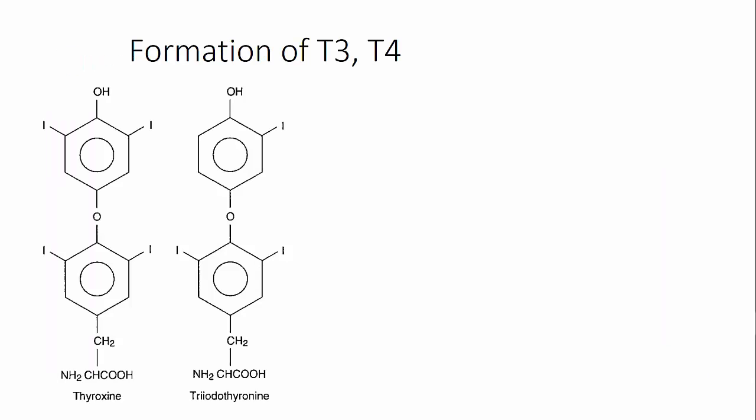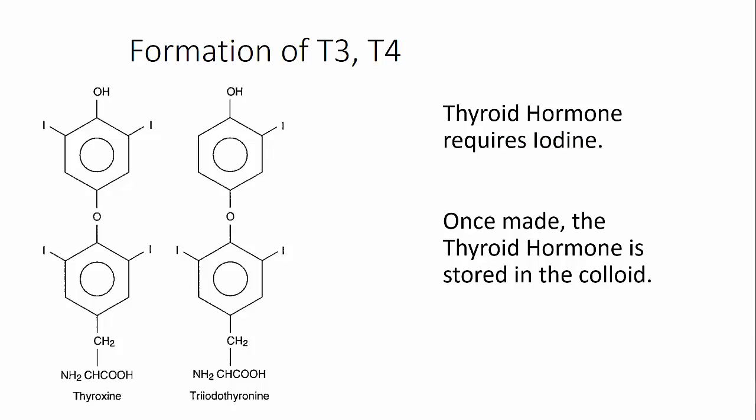The thyroid follicular cells remove iodine from the bloodstream and combine the iodine with the amino acid tyrosine to create the two active forms of thyroid hormone, T3 and T4. It's important to remember that thyroid hormone synthesis requires iodine. Once made, the thyroid hormone is stored in the colloid, and TSH, thyroid stimulating hormone, triggers its release.